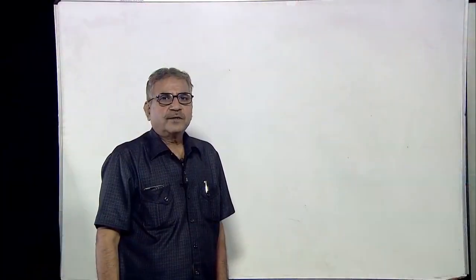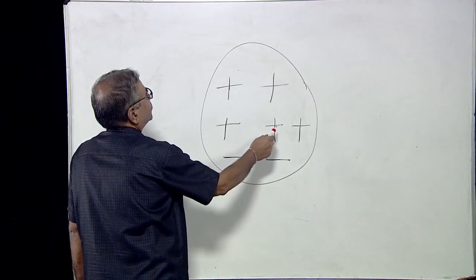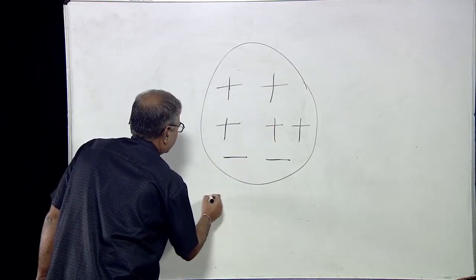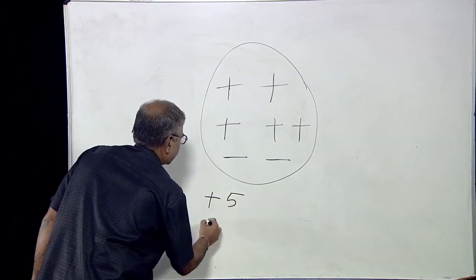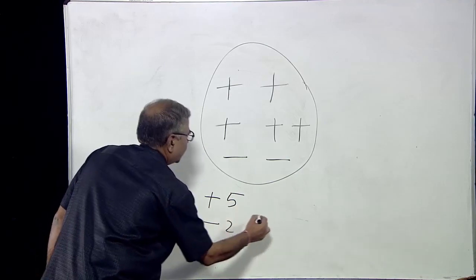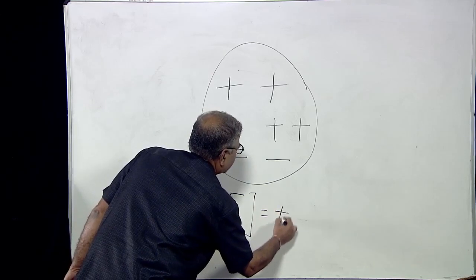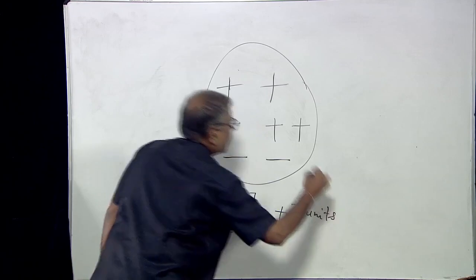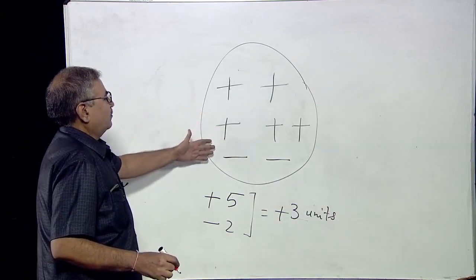Let us demonstrate the positively charged body and negatively charged body through figures. This body has 5 units of positive charge and 2 units of negative charge. Positive charge plus 5 and negative charge minus 2. So, if we add them up, the net charge is plus 3 units. Similarly, this is the example of a positively charged body.